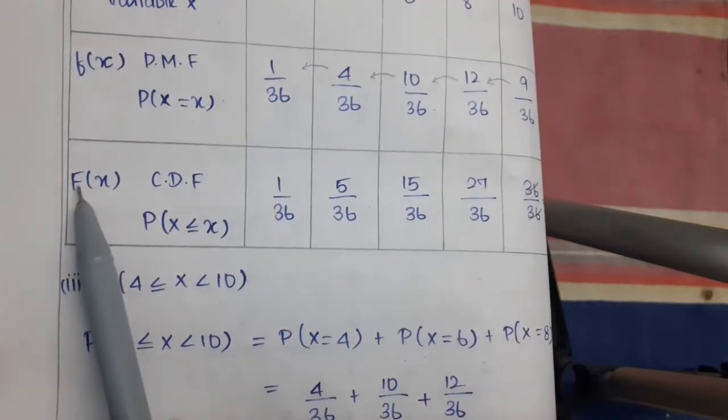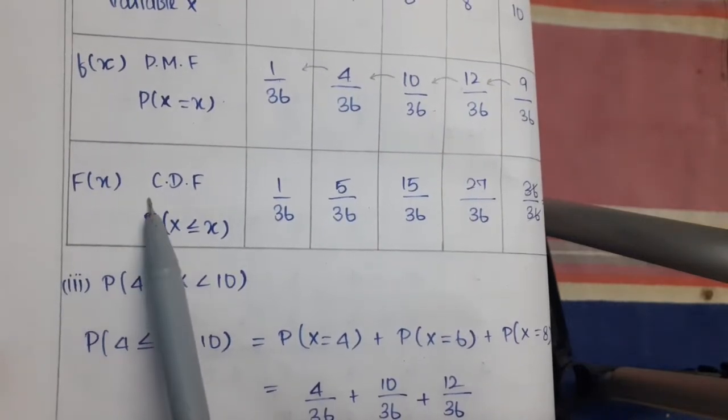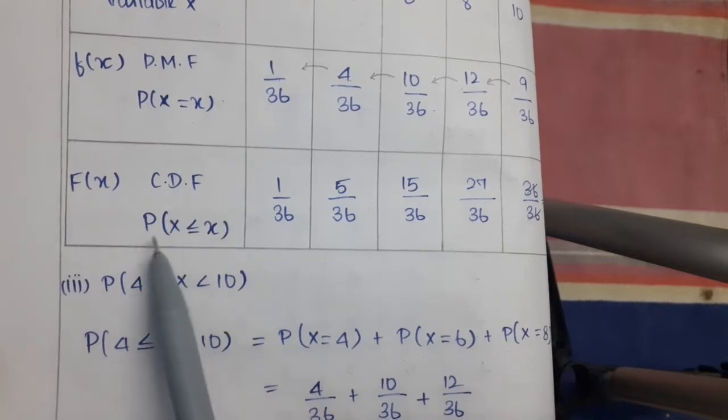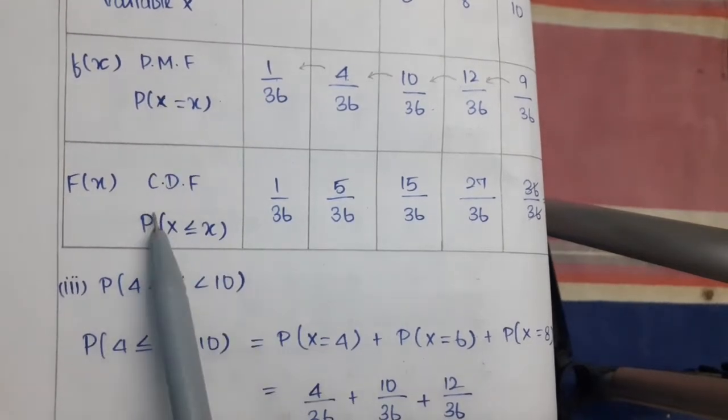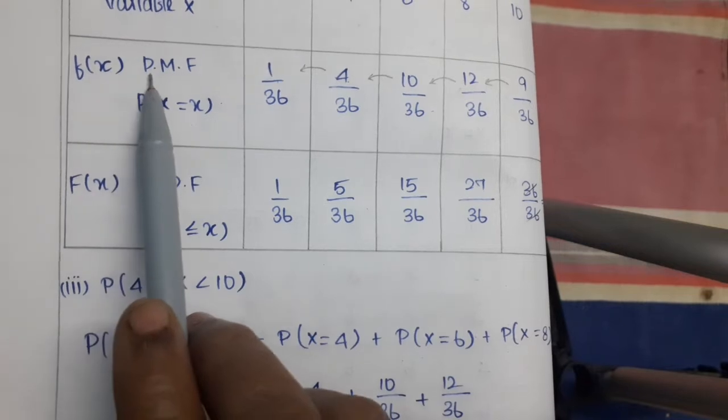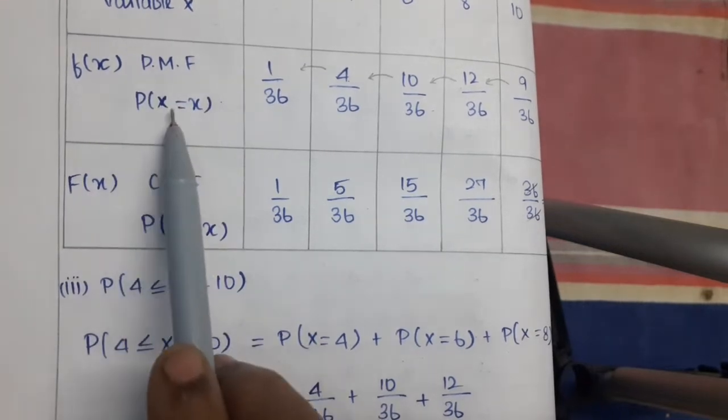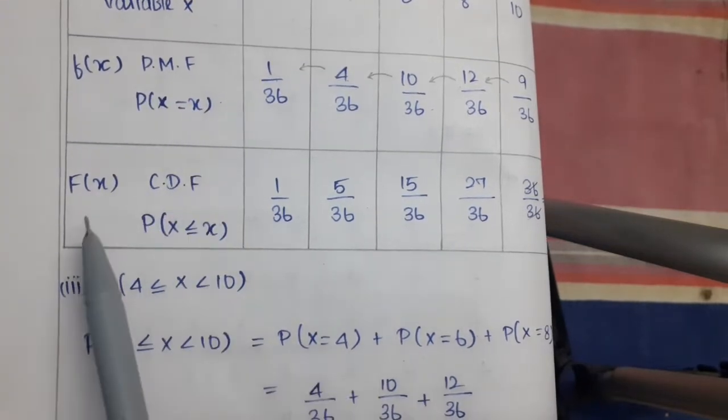Cumulative distribution function is nothing but what? Capital F of x. CDF, cumulative distribution function. Probability of X is less than or equal to x. Understand? Small f of x is what? Probability mass function. Probability of capital X is equal to small x. Capital F of x is what? Cumulative distribution function. Probability of X is less than or equal to x.